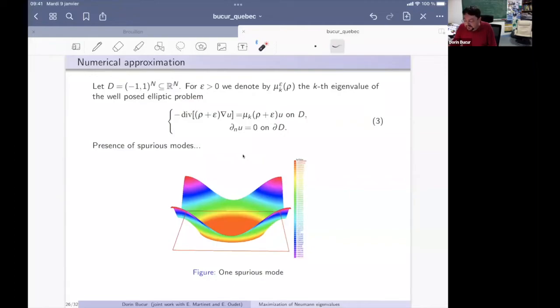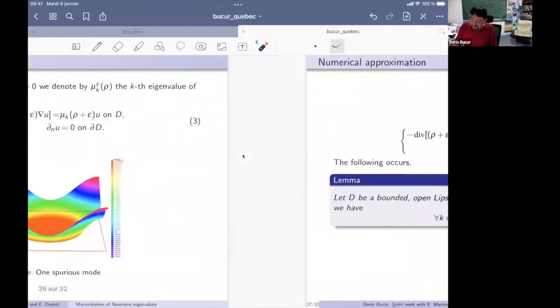In fact, when you do this, you do not really approach the eigenvalues that you expect, because you introduce spurious eigenvalues. Here is a typical example where the density was the characteristic function of the ball, and we have spurious eigenvalues with support outside of the ball. So one has to be careful.